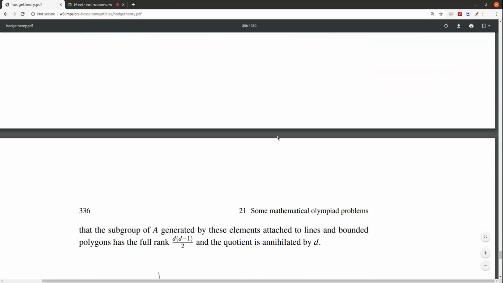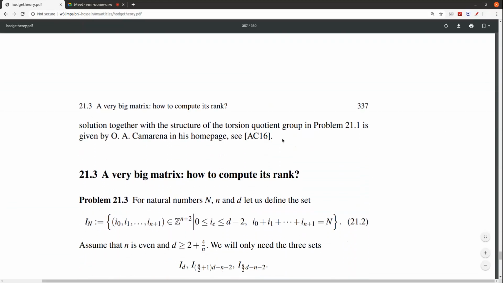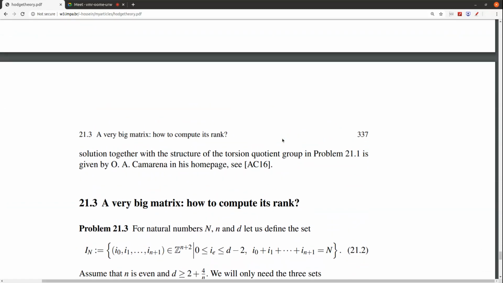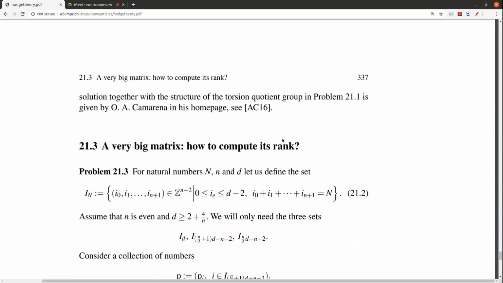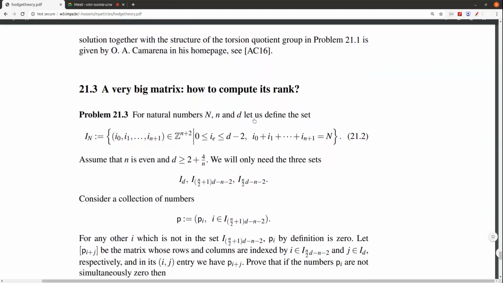Maybe I will try to explain it. There is one chapter in my book where I have gathered a few problems which are a priori elementary, in the sense that you can understand them with just linear algebra knowledge. Okay, so let me explain a little bit about this one.